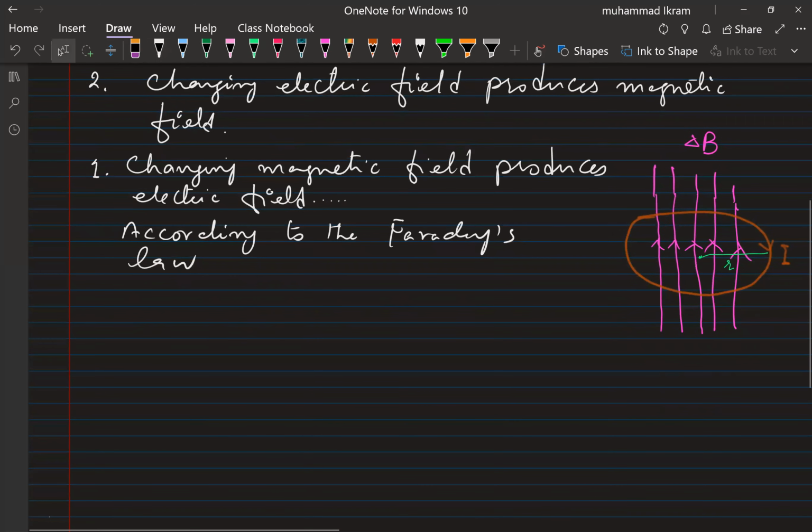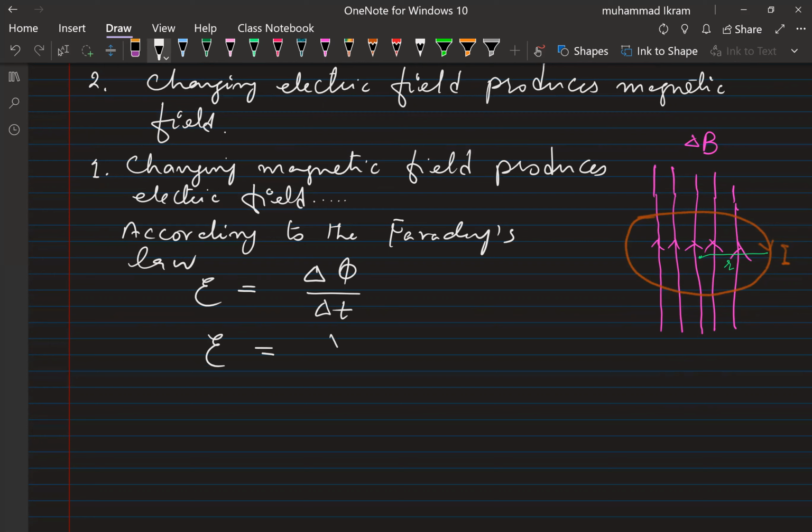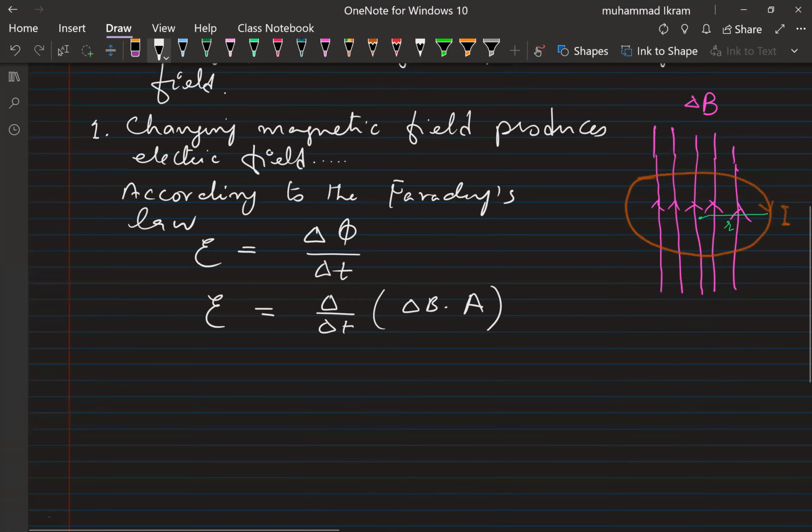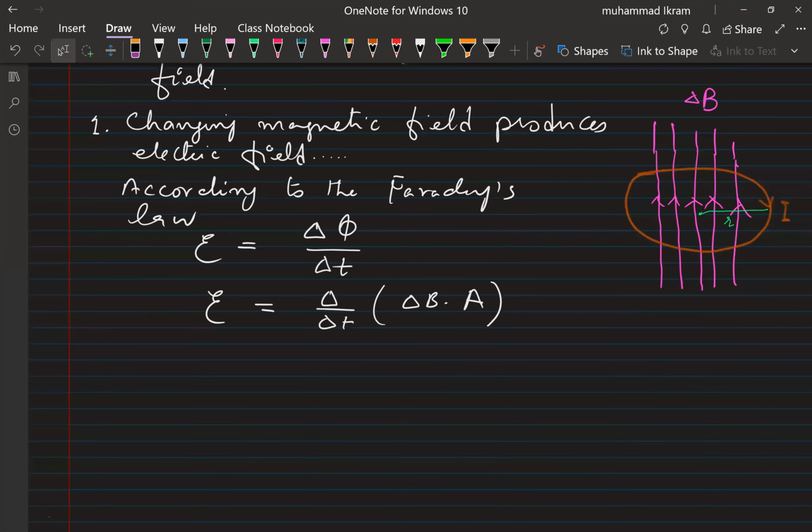Now, Faraday law states that the induced EMF produced is directly proportional to the rate of change of magnetic flux, delta phi over delta t. Or we can write that the induced EMF is the changing magnetic flux, delta BA, right? That is the changing magnetic flux. Now, as we know that the potential difference is always due to the electric field, right? If there is potential difference, so potential difference is what?